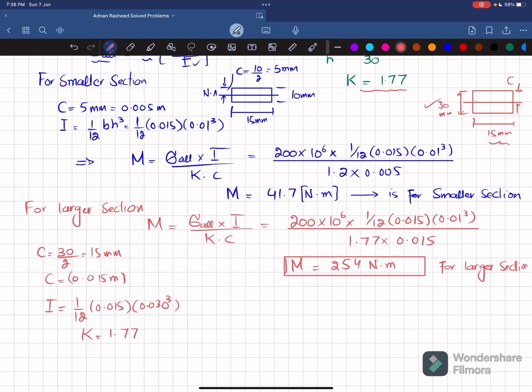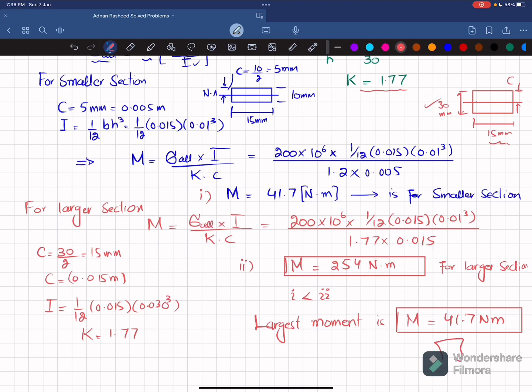Now we have two moments. One is this one, and the second one is this one. So one is less than the second moment. So the largest moment that can be applied and will be safe is M equal to 41.7 Newton meter. So this is the moment that we can apply on this system, so it will be safe.